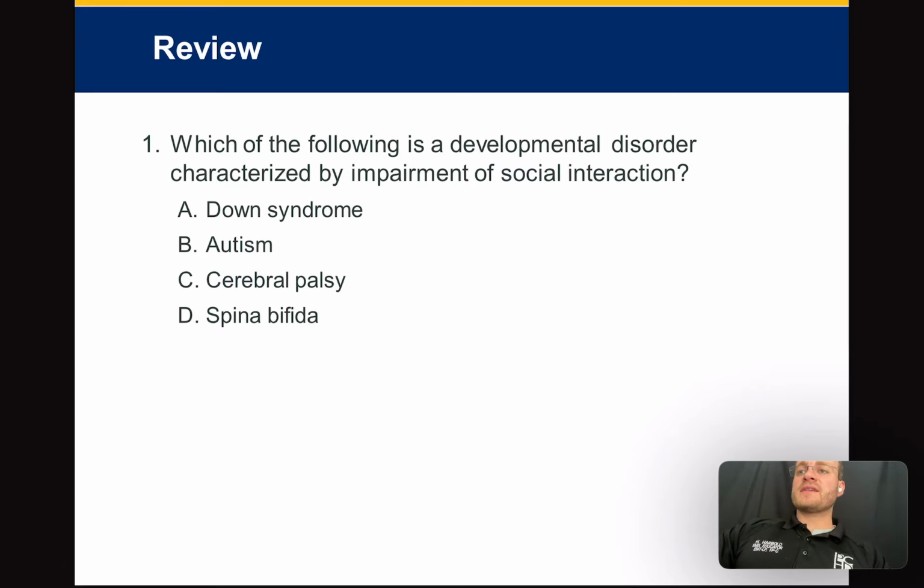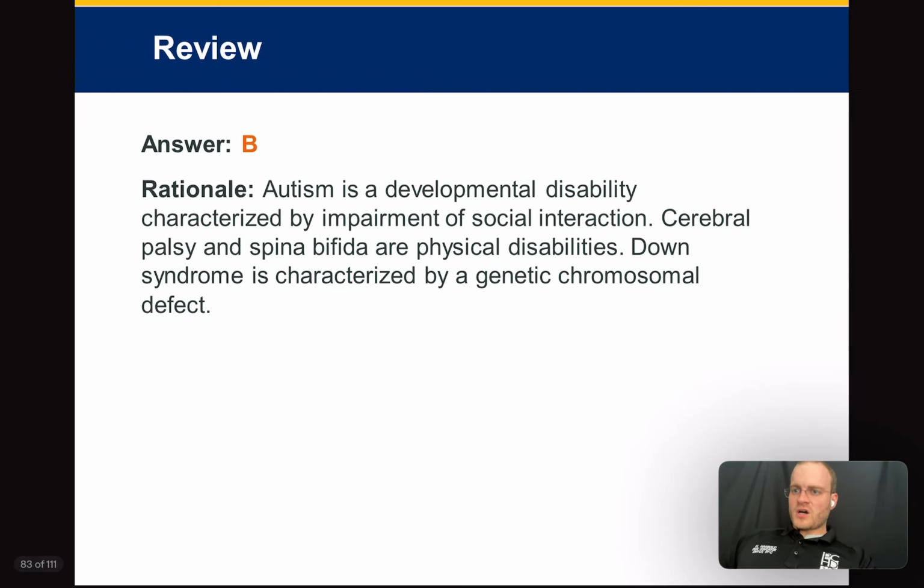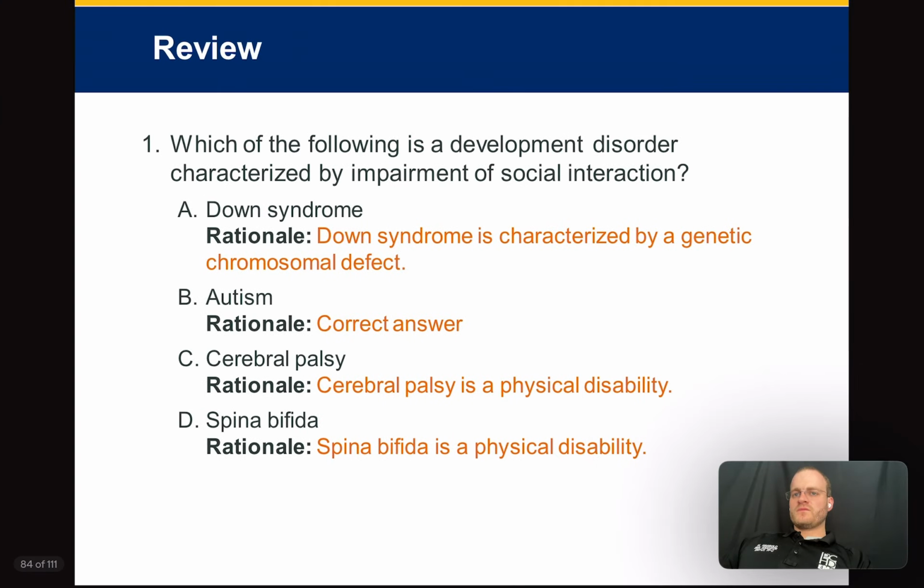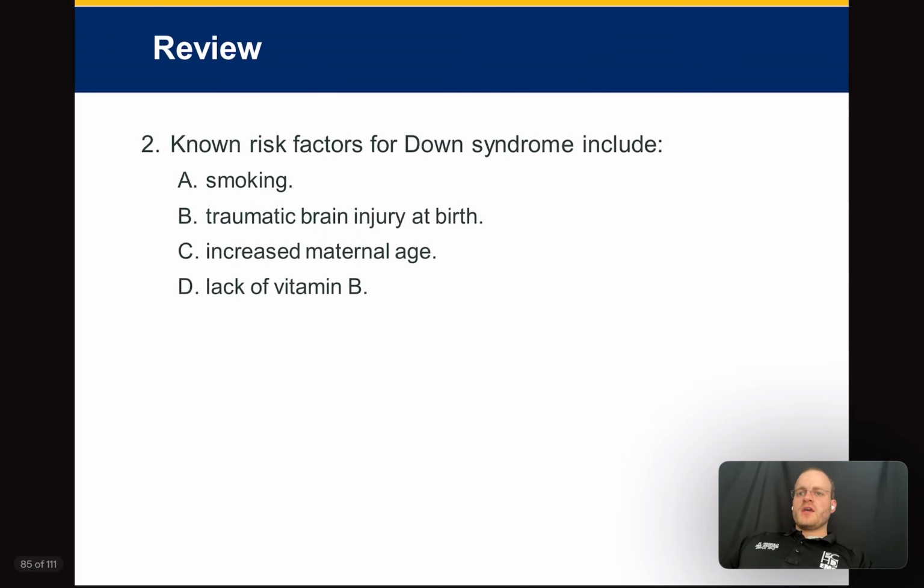So which of the following is a developmental disorder characterized by impairment of social interaction? Social issues, right? This is autism. Autism. You can pause this if you want.